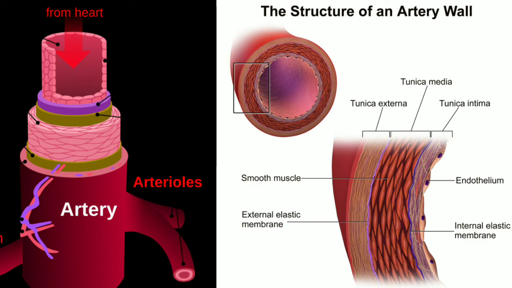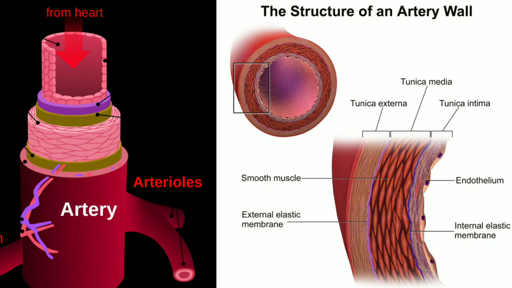Now look at the diagram. Here you can see the arteries on the left side. From the heart the blood enters the artery, and there is a part called arterioles. You can see here the middle, inner, and outer coats. This is the dissection of the artery. The artery wall has tunica adventitia, tunica media, and tunica intima. So this is the structure of artery walls.